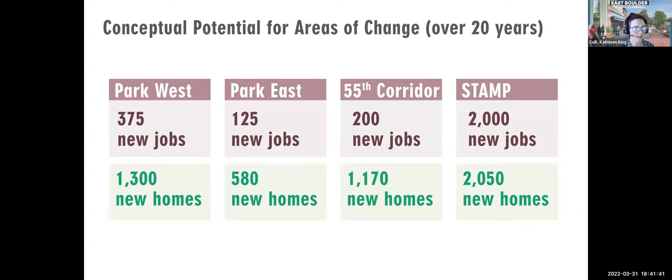So that new jobs number is just new jobs generated from redevelopment. It doesn't represent the total number of jobs in that neighborhood. In Park East, it's 125 new jobs along the 55th Street corridor in Flatiron Business Park. The concept includes 200 new jobs.